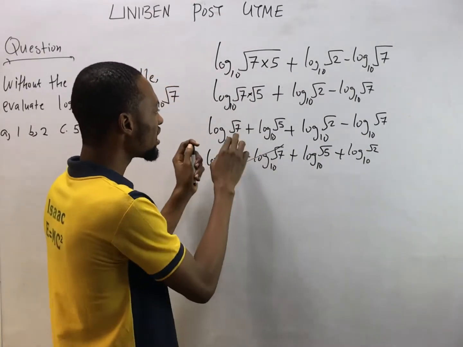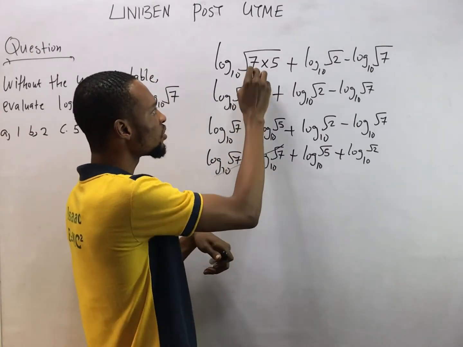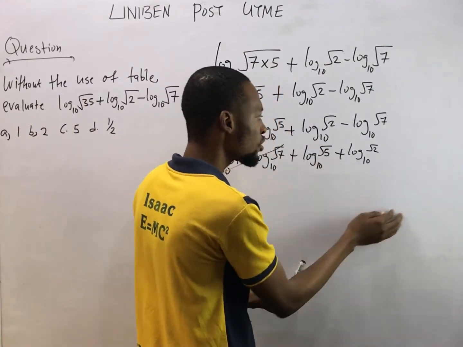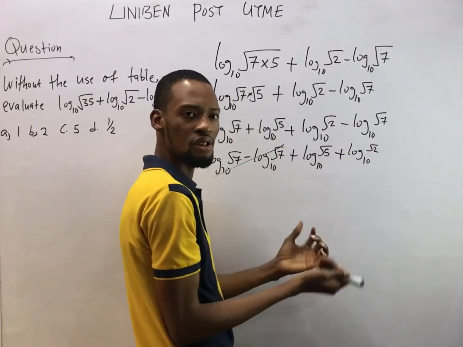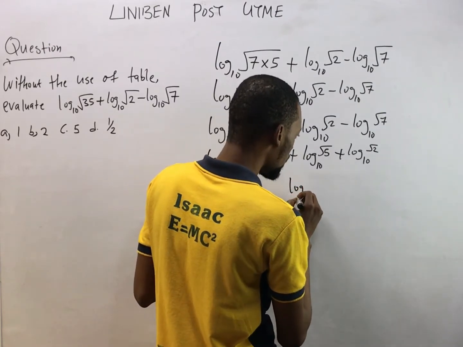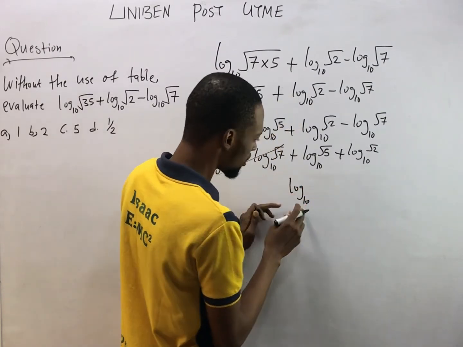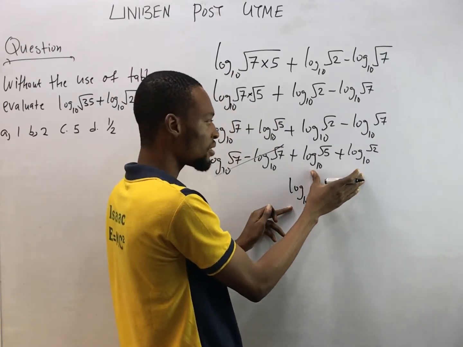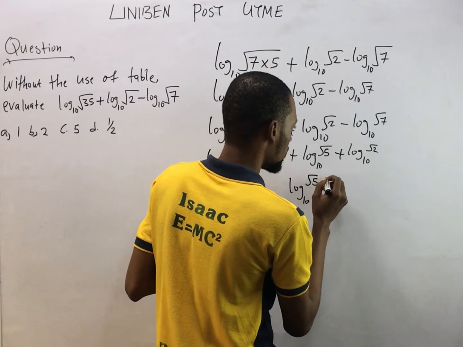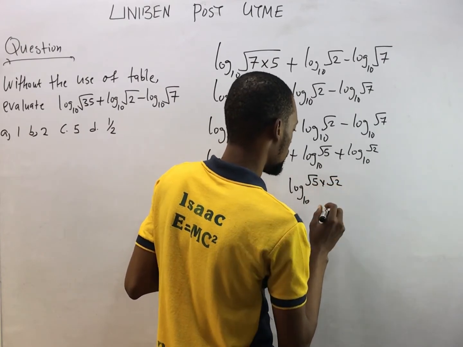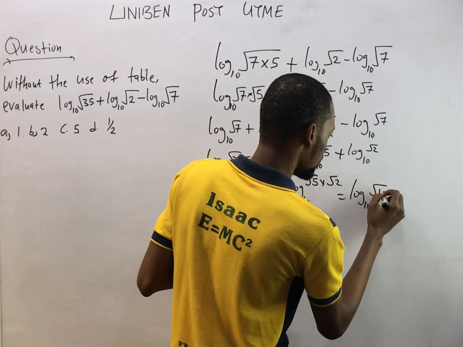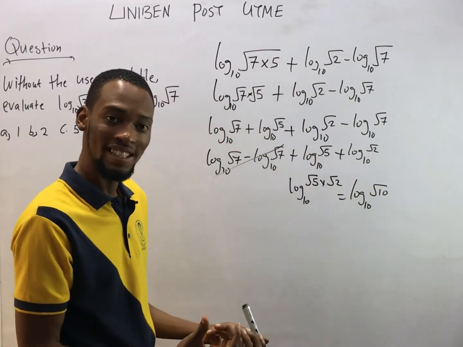Now, look at what we did here. We changed multiplication to addition. This implies that we can also change this addition to multiplication to combine these two guys. That would be log base 10. So we are taking 1 since the bases are the same. We have root 5 times root 2, which equals root 10. It's making a lot of sense, right?